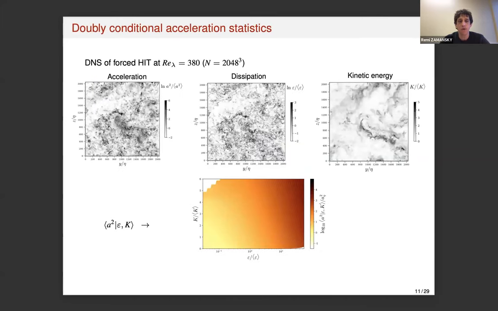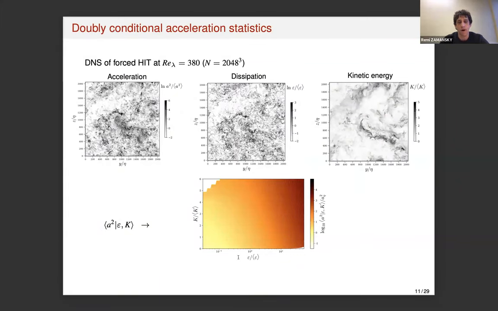Okay, so let's start. What I would like to compute is the variance of the acceleration conditional on the dissipation rate epsilon and k. So how do we do that? You pick one value of epsilon. You find all the points in the dissipation field that have that specific value of the dissipation. You pick one value of k, and you find all the points in the k field that have that specific value. Then you take the intersection of the points with that value of epsilon and that value of k, and you compute the statistics of the acceleration over that set of points.